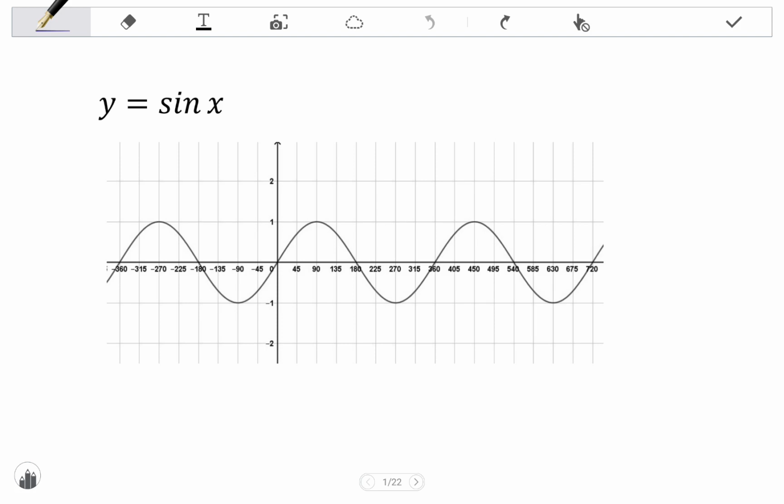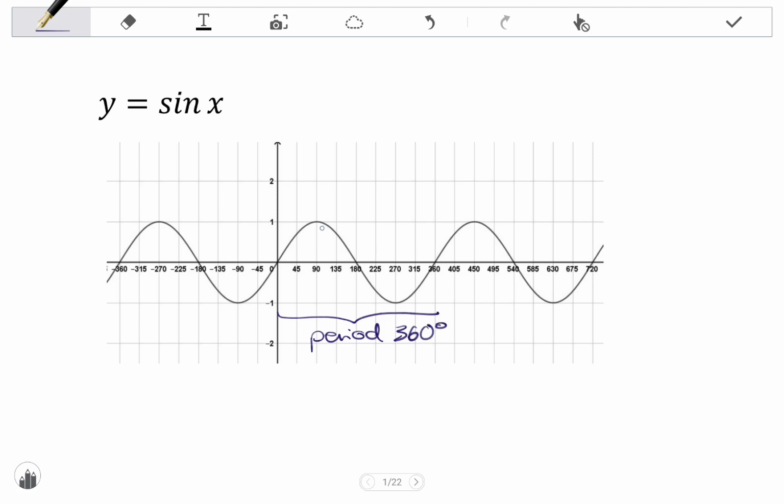Okay, but there are some concepts relating to trig graphs that I'd like to revise with you here. The first concept is the period. Now that is the length of degrees it takes to complete a full cycle. Okay, and we see that for a sine graph, the period is 360 degrees.